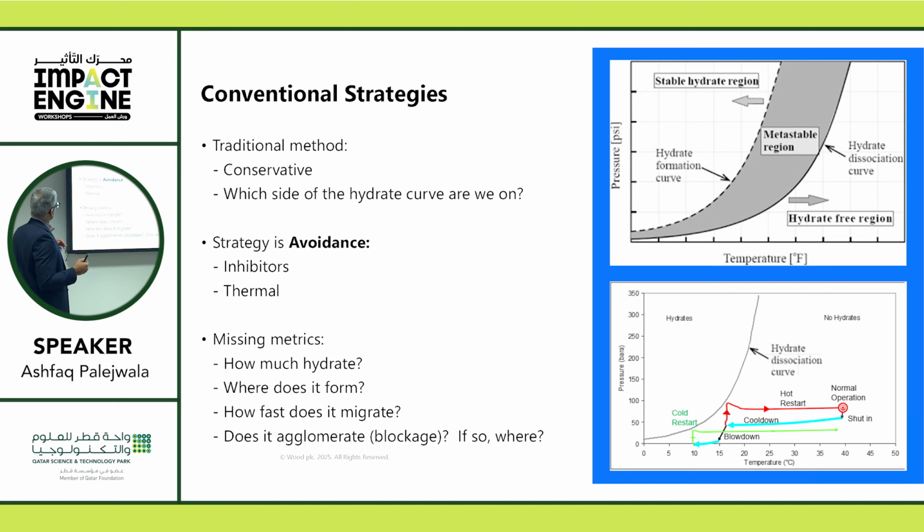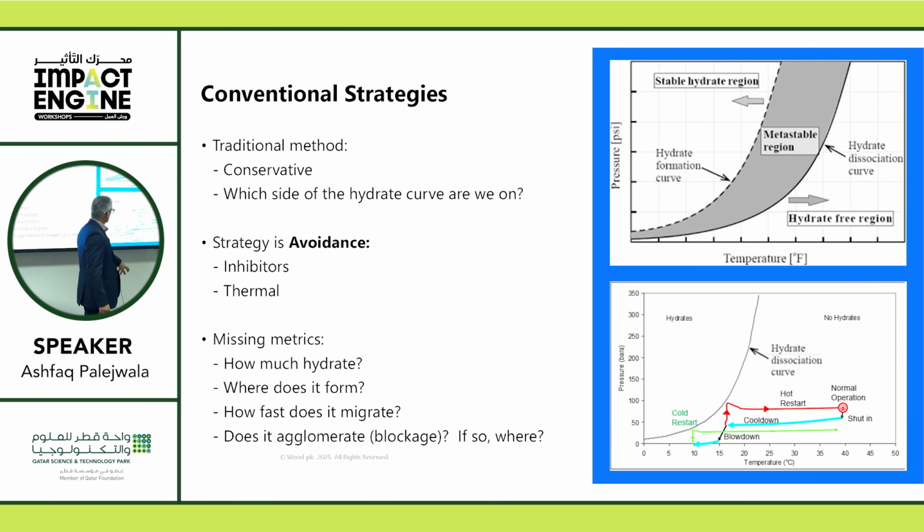Now, the traditional approach is if you always stay to the right, if you always stay in the hydrate-free region, you will never have a problem. So basically, that's how all design is done. If you're designing a system, make sure you're always to the right and you will never have a problem. But of course, in real life, you cannot guarantee that you are always going to stay to the right.